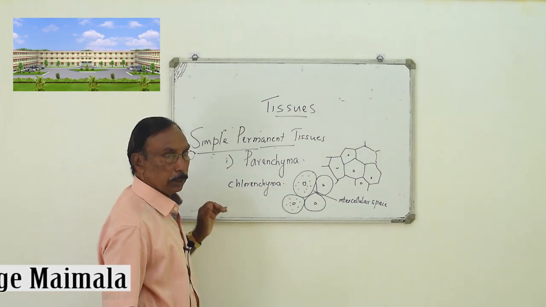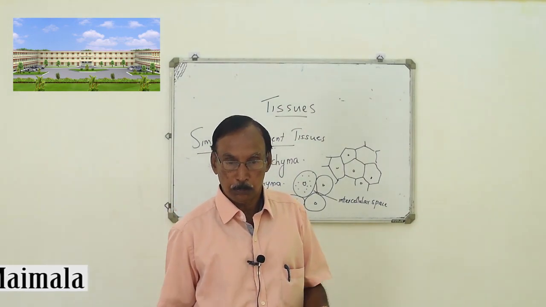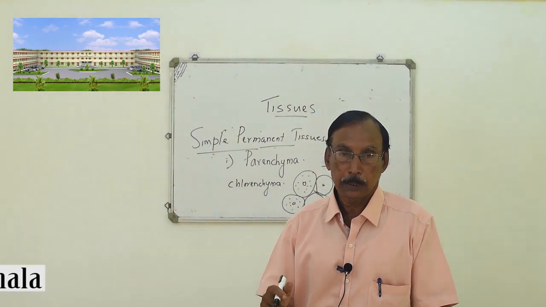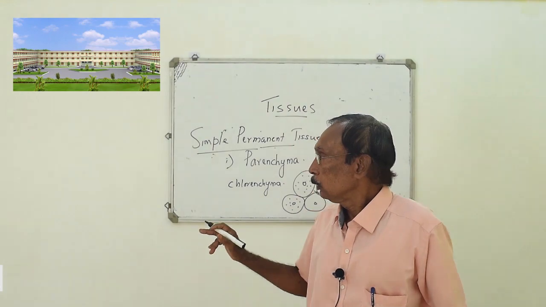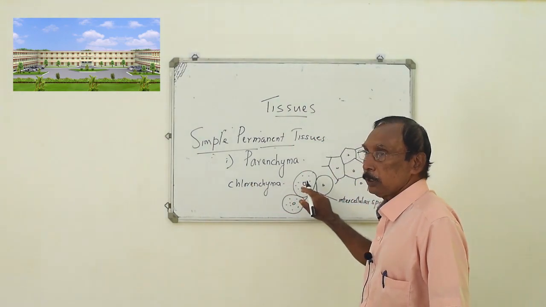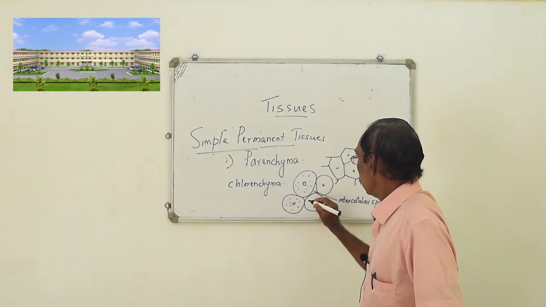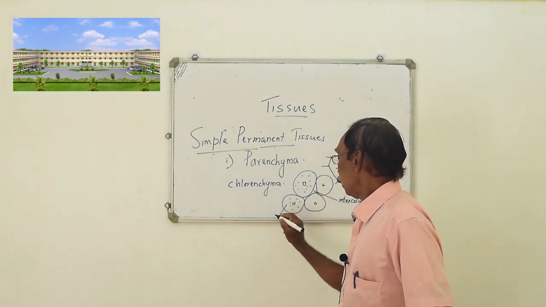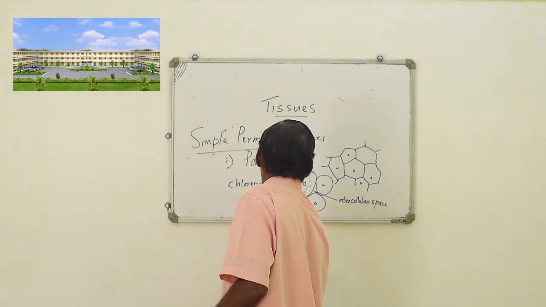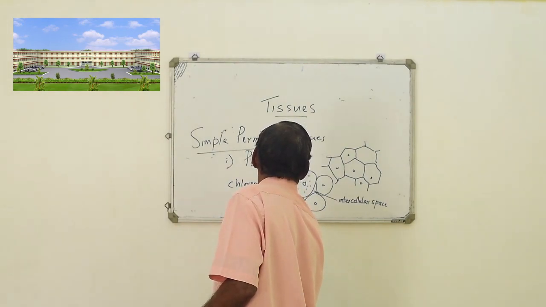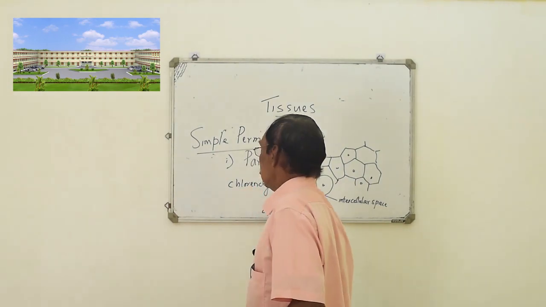So what is chlorenchyma? Chlorenchyma means it is a parenchyma tissue, and inside the parenchyma tissue there is chloroplast. These dots represent chloroplast. If there is chloroplast, it is called chlorenchyma.